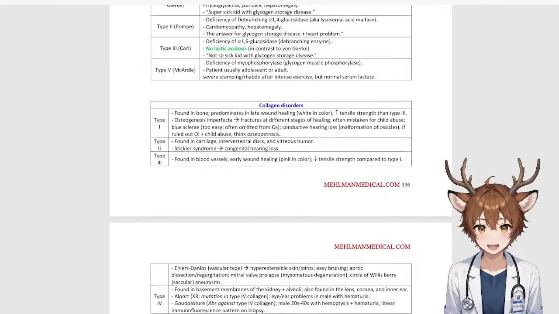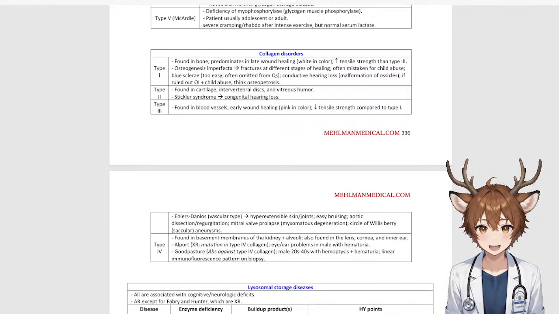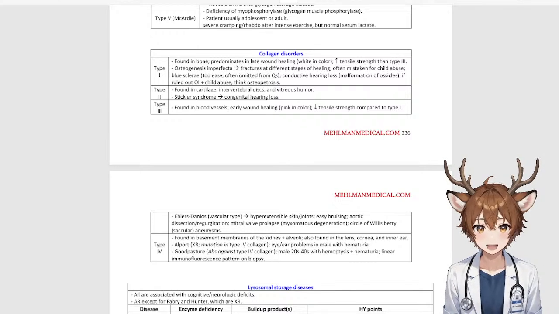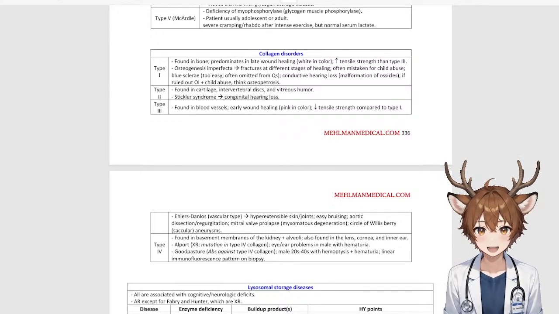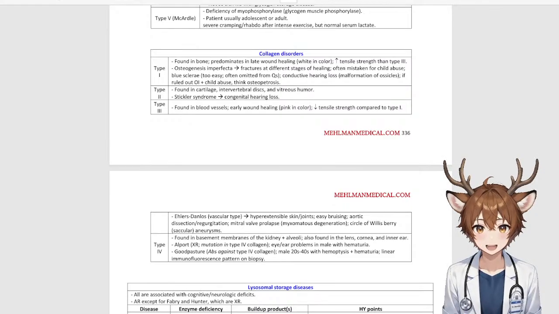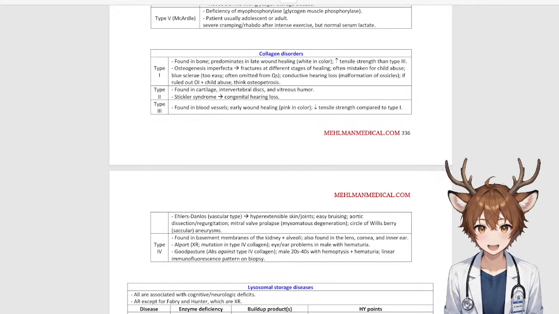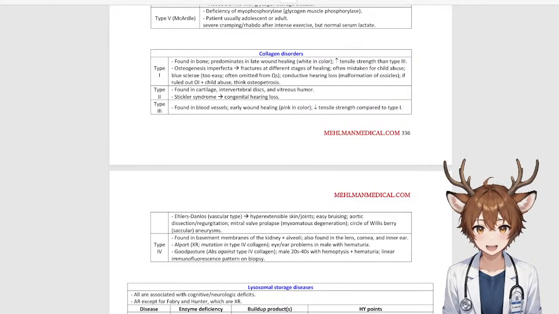So let's go on to collagen disorders. Let's talk about this. This is going to be some maybe relevant stuff. Type 1, found in bone, predominates in late wound healing, white in color, elevated tensile strength than type 3. Osteogenesis imperfecta leads to fractures at different stages of healing, often mistaken for child abuse.